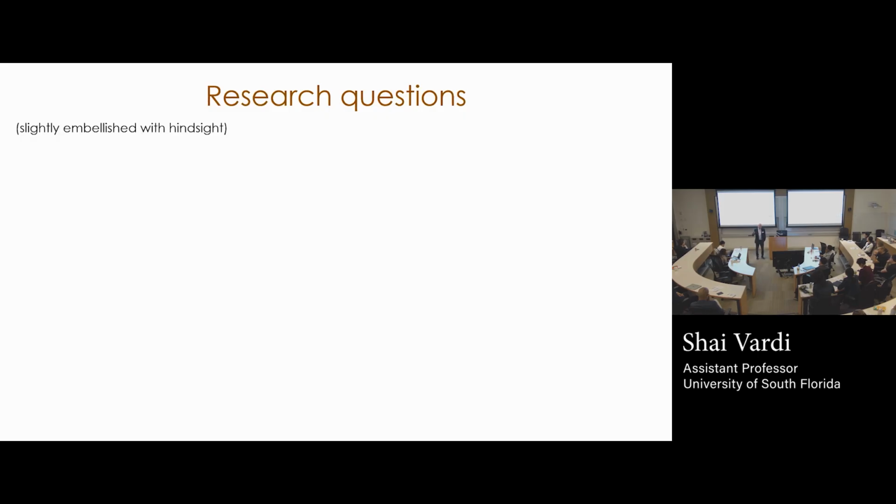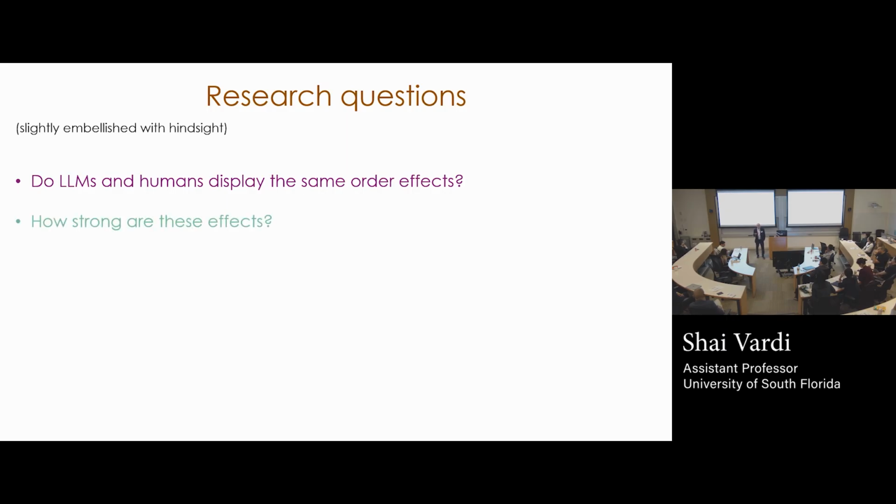Our research questions, as you can see, are slightly embellished, but close enough to the research questions we set out with: do LLMs and humans display the same order effects? Another question is how strong are these effects? It's been observed that they occur when options are relatively close in quality, but these could be manifestations of two different phenomena, and it's really important to differentiate between them.